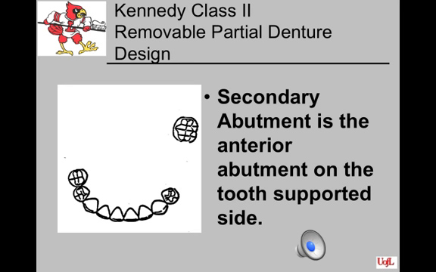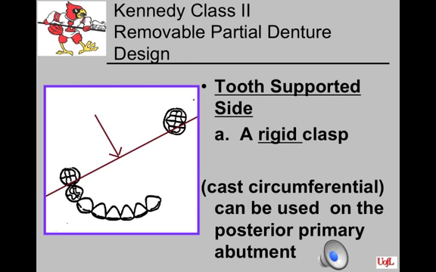The secondary abutment is the tooth anterior to the edentulous area on the tooth-supported side. The primary abutment, which is the distal abutment tooth on the tooth-supported side, can have rigid clasping because it's a strong molar, and we will want to use the cast circumferential clasp on it. Ideally, we would like to have distal buccal retention because it would be posterior to our fulcrum line, and all the retention on the abutments would be on the buccal surface, and this is ideal balanced retention.